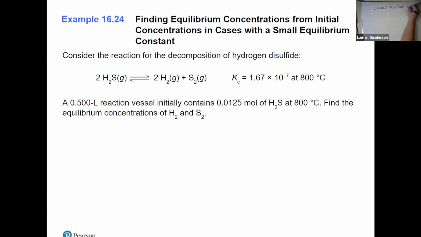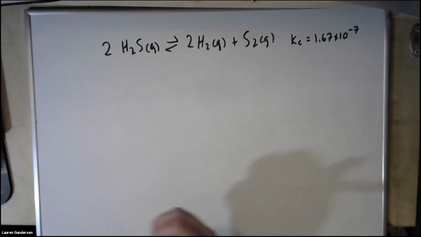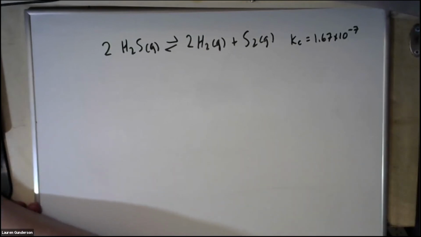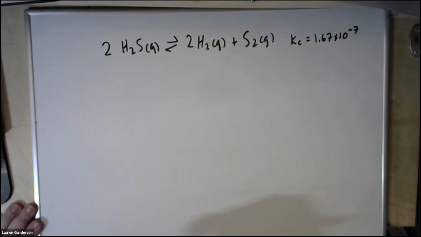Okay, and we have our Kc of 1.67 times 10 to the -7 at this temperature. Here we're told we have a 0.5 liter reaction vessel that initially contains 0.0125 moles of H2S. We're going to find the equilibrium concentrations of the hydrogen and the sulfur. All right, so the first thing we're going to need to do is find a concentration value, right? Because our equilibrium constant is based off of equilibrium concentrations.